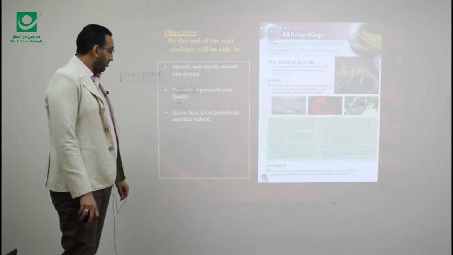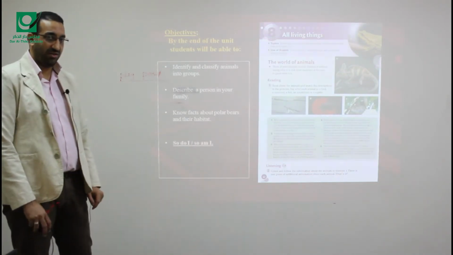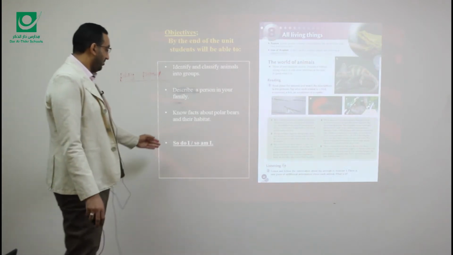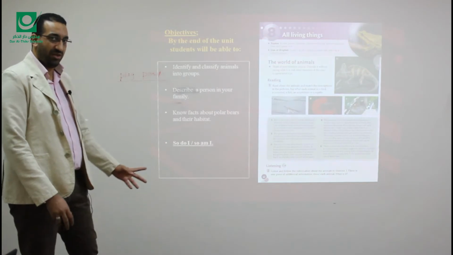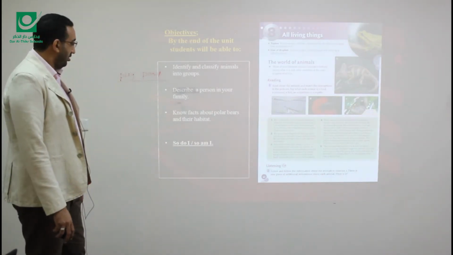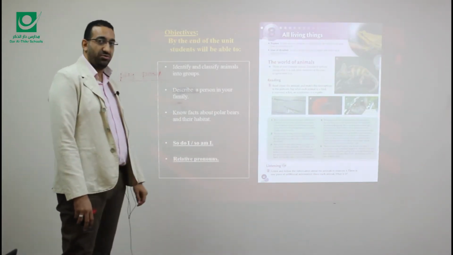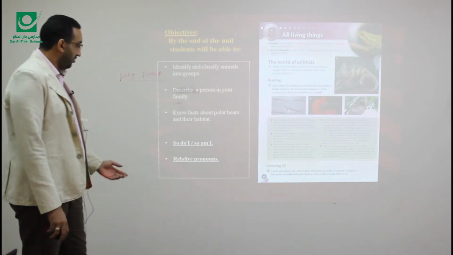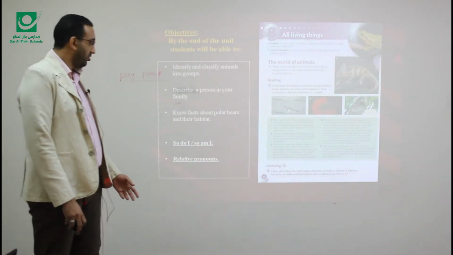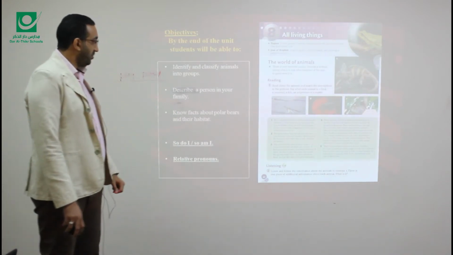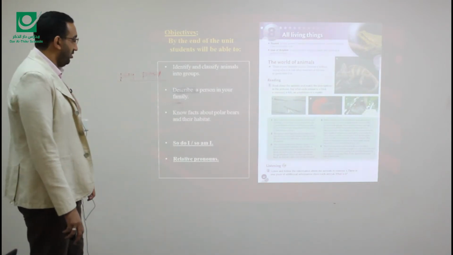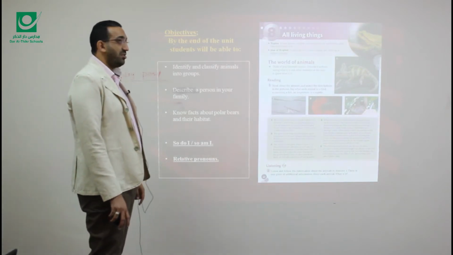Relating to the grammar part, we have two lessons in this unit. The first one is about how I can use so do I and so am I. The second lesson, we're going to know how we can use relative pronouns. We're going to know what relative pronouns are and how we can use them. These are the topics we will cover in Unit 8. Let's start our unit together.